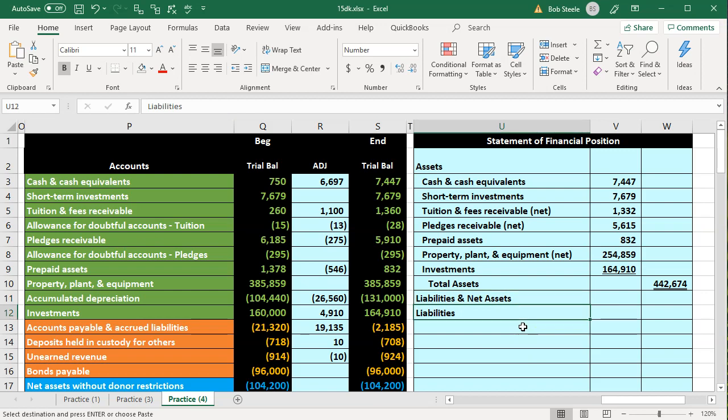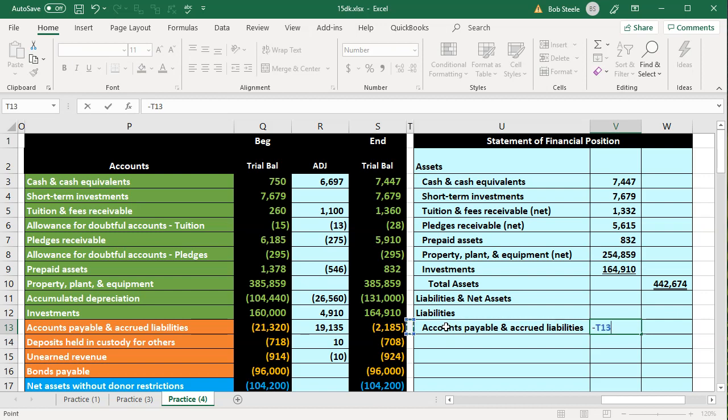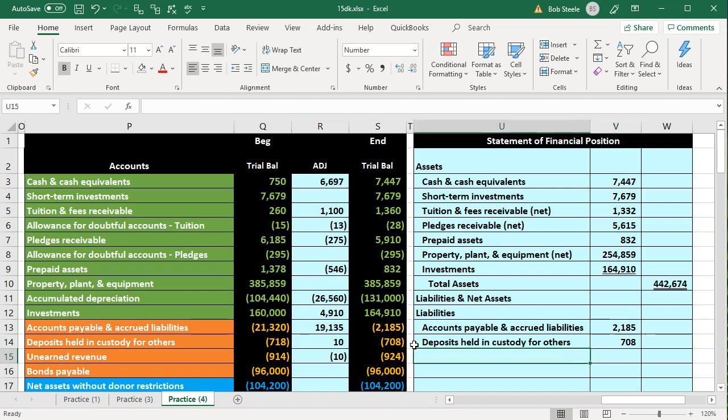And then we're going to put the liabilities down below it, and we will now be adding to them, including the accounts payable. So the accounts payable, which we will put in the inner column in V13, negative to flip the sign of that 2,185. Next, we have the deposits held in custody of others. Once again, we're going to take that number and flip the sign. So I'm going to say negative of that 708 and enter. Next, we're going to have equal to the unearned revenues. And I'm going to say negative of that 924 and enter.